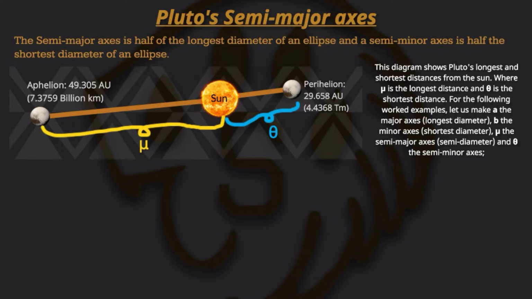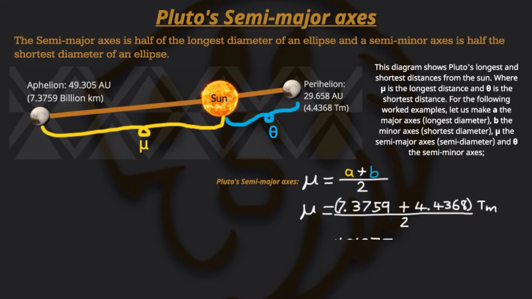For the following worked examples, let us make A the major axis, longest diameter, B the minor axis, shortest diameter, micro the semi-major axis, which is the semi-diameter, and theta the semi-minor axis.